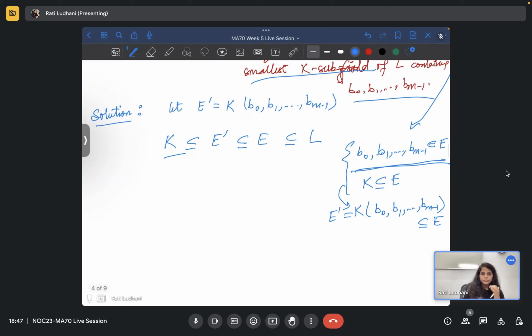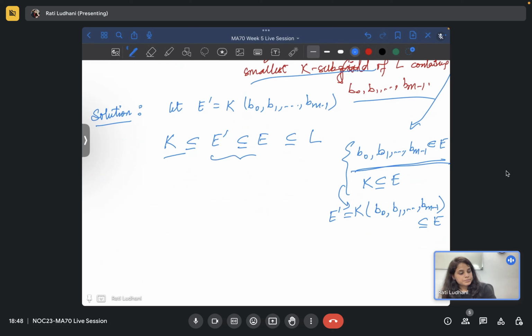Is that clear why this is the containment? Yes, ma'am. Okay. So E contains K, and E contains these bi's, so it will contain E dash, because E dash is the smallest subfield of L containing K and these bi's. So we have this situation.